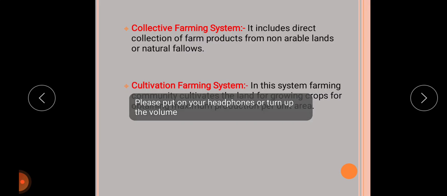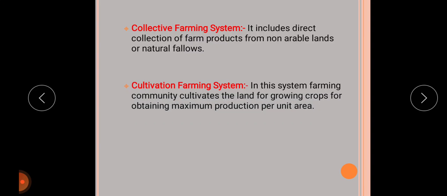Today we discuss lecture number 3, the classification of farming system and factors affecting it. First, two important classifications of the farming system: the collective farming system, and the cultivation farming system. The collective farming system includes direct collection of farm products from non-arable lands and natural fallows.